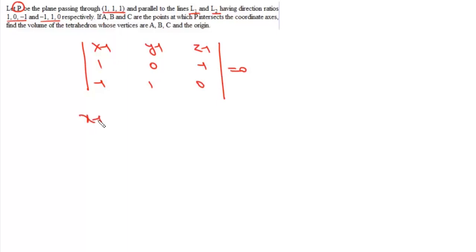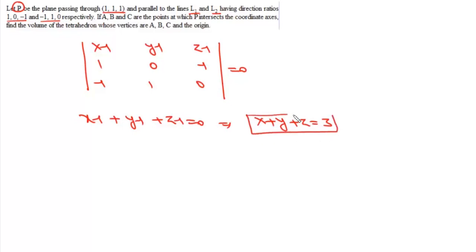Now the question is, let P be a plane passing through (1, 1, 1) and parallel to two lines having direction ratios (1, 0, −1) and (−1, 1, 0). So we can write the equation of this plane as the determinant with rows (x−1, y−1, z−1), (1, 0, −1), (−1, 1, 0), and it should be 0. Now we simplify this, we'll get (x−1) + (y−1) + (z−1) = 0. So the equation of this plane will be x + y + z = 3.